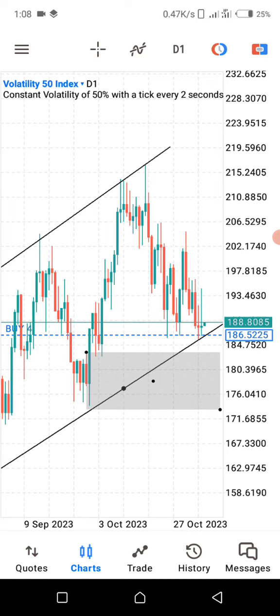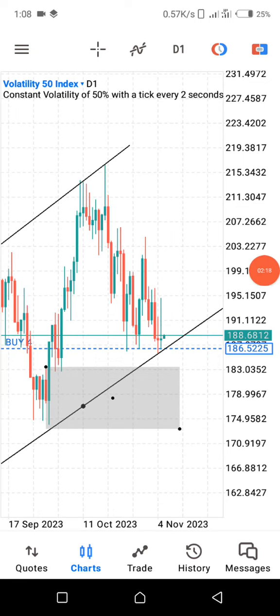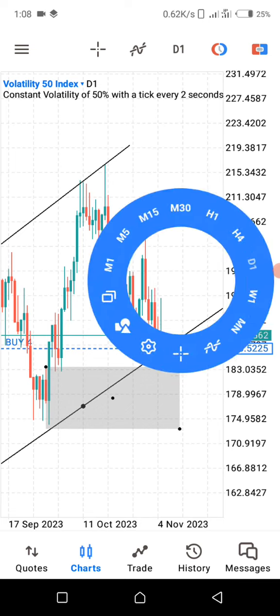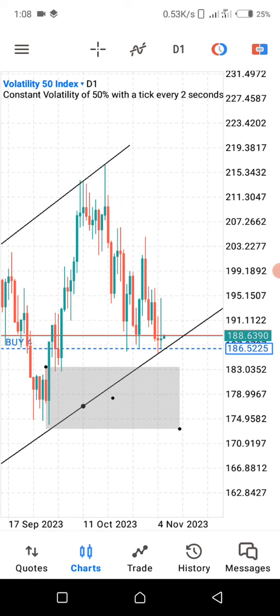By then, I'll have to go down to smaller time frame. Once the market taps into this zone later, I'll go down to smaller time frame to look out for a reversal pattern, so I can take a buy from there. So you have to look out for that. But for now, let's focus on the trend lines. You can see how the market bounced from this trend line.